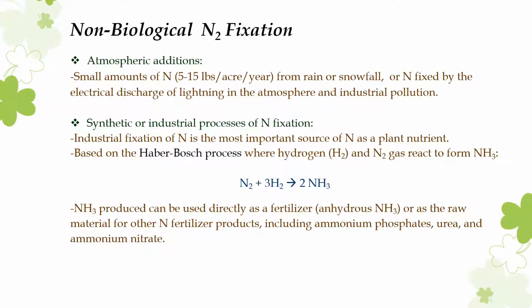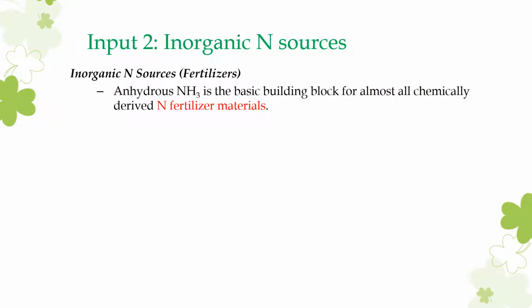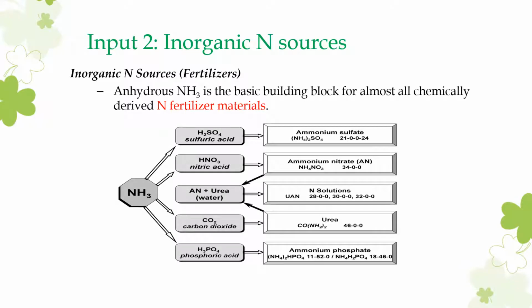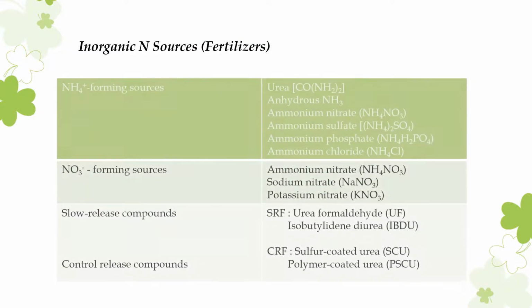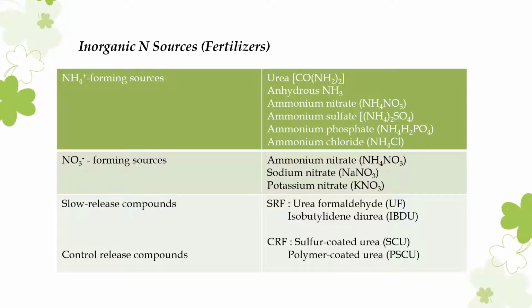This ammonia produced can be used directly as a fertilizer, as anhydrous ammonia, or as the raw material for other nitrogen fertilizer products, including the ammonium phosphates, urea, and ammonium nitrate. The inorganic nitrogen sources, which are in the form of fertilizers, usually come from anhydrous ammonia, which is the basic building block for almost all chemically derived nitrogen fertilizer materials. For example, we have ammonium sulfate, ammonium nitrate, nitrogen solutions, urea, as well as ammonium phosphate.